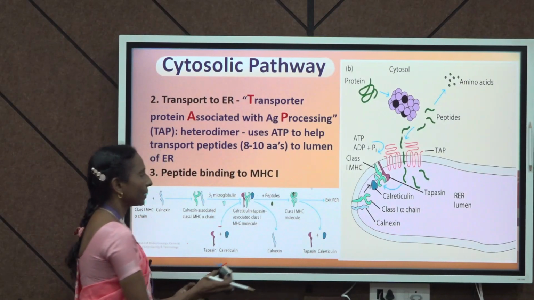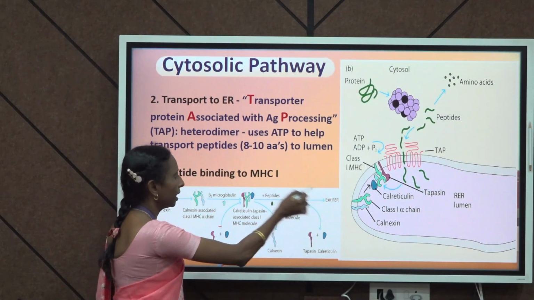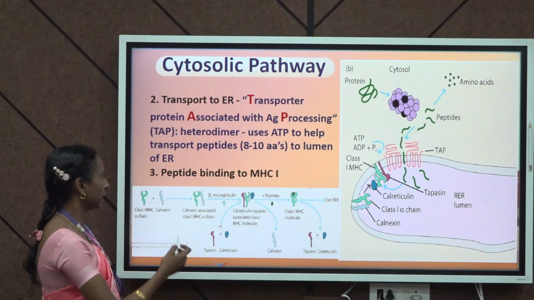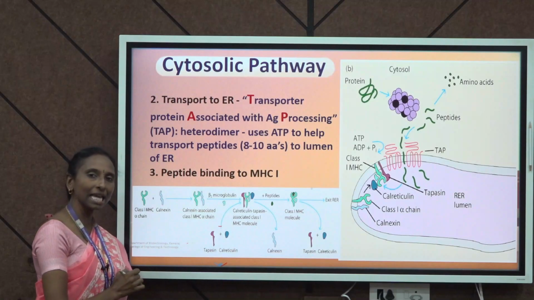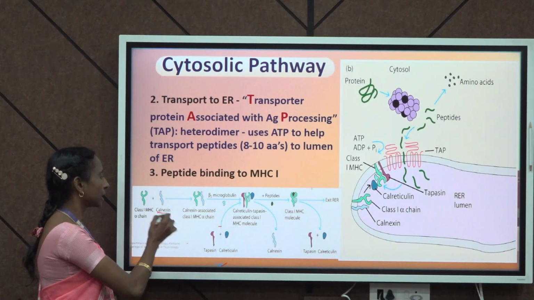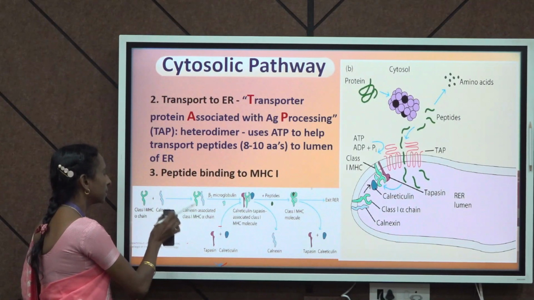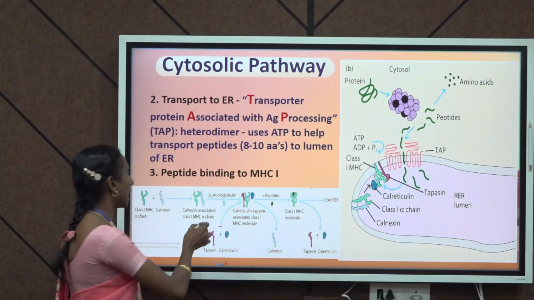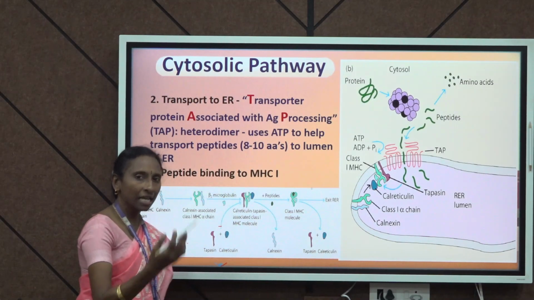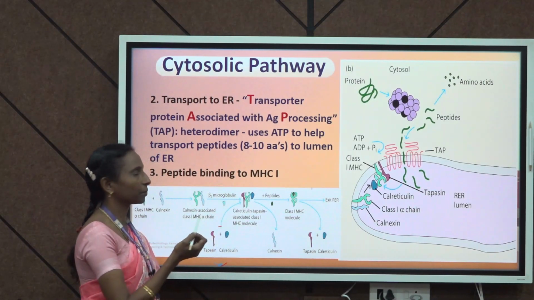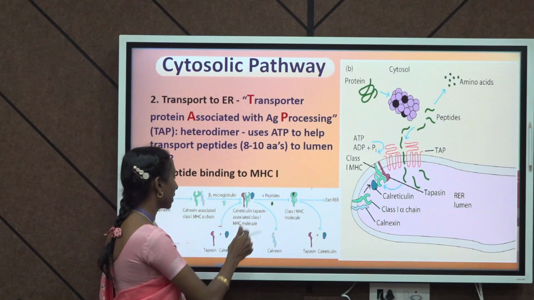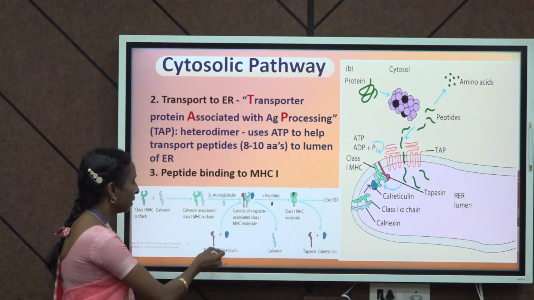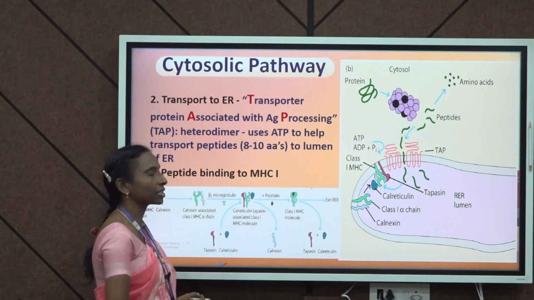the peptide to bind to MHC class 1, there is a small processing that needs to happen, wherein multiple proteins are involved. The class 1 MHC alpha chain combines with calnexin, and this results in formation of the calnexin-associated class 1 MHC alpha chain, and this complex then associates itself with beta 2 microglobulin, resulting in formation of another complex which also has tapasin and calreticulin involved.